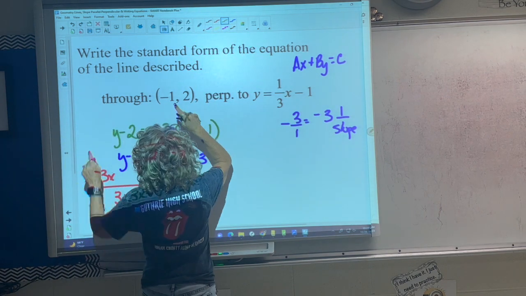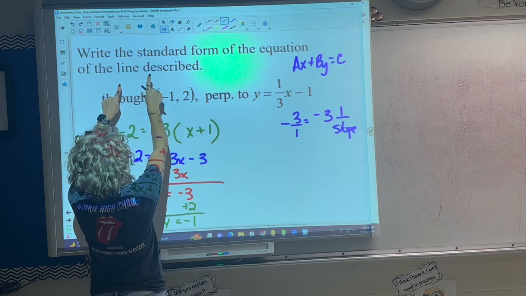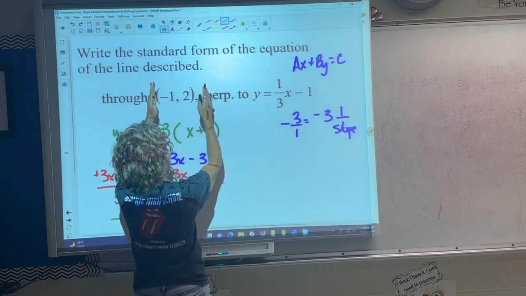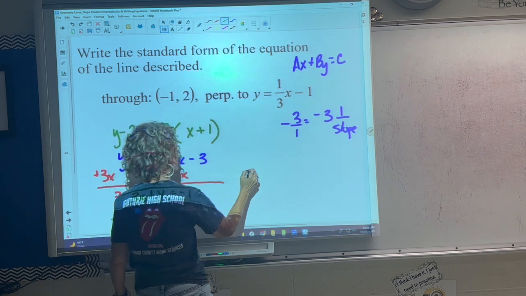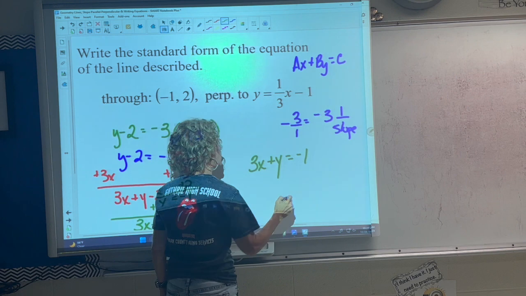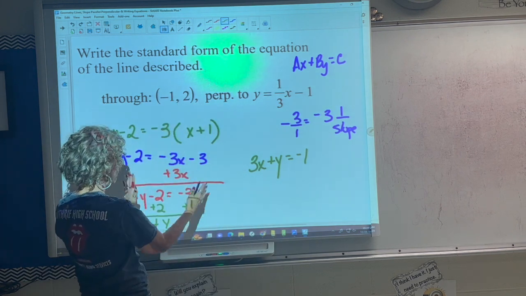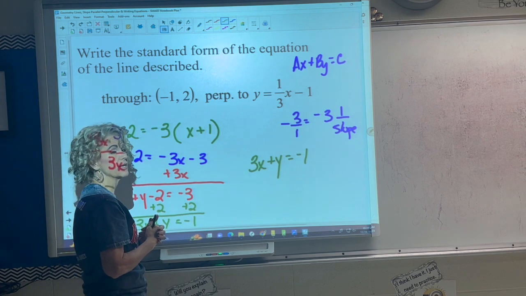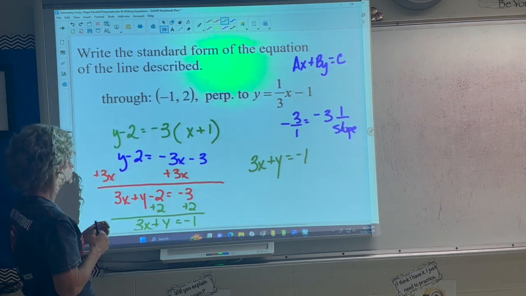So the standard form of the equation of the line that's perpendicular to this and contains that point is 3x plus y equals -1. And in a perfect world, I could have shown you everything vertically, because we are going to work vertically with all of our steps easily read, okay?